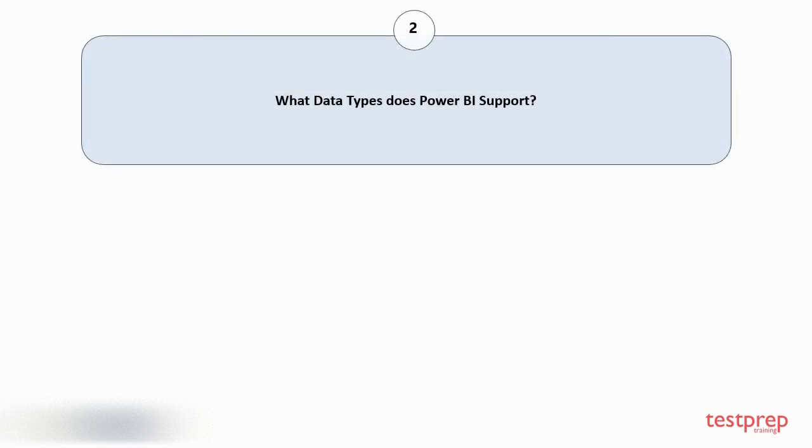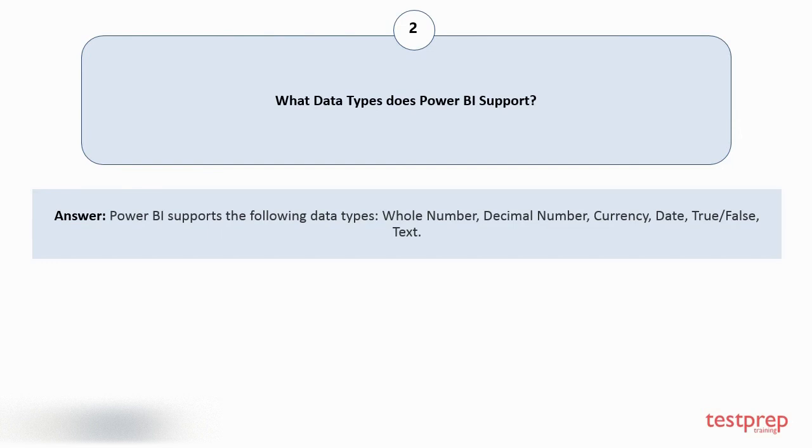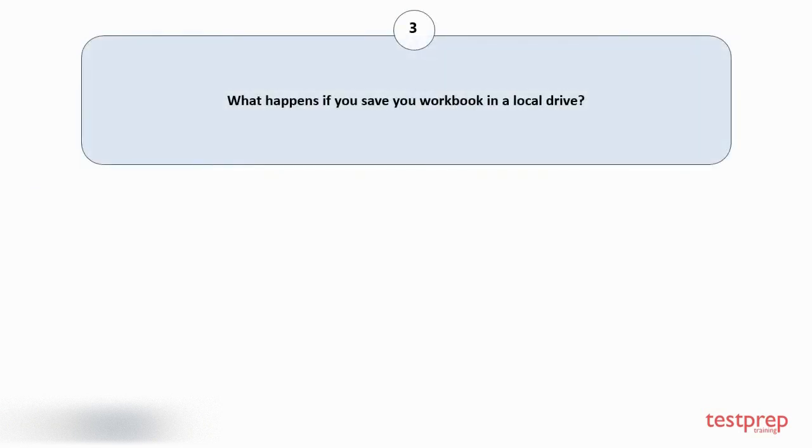Question number 2, what data types does Power BI support? Your answer is Power BI supports the following data types: whole number, decimal number, currency, date, true or false, text. Question number 3, what happens if you save your workbook in a local drive?